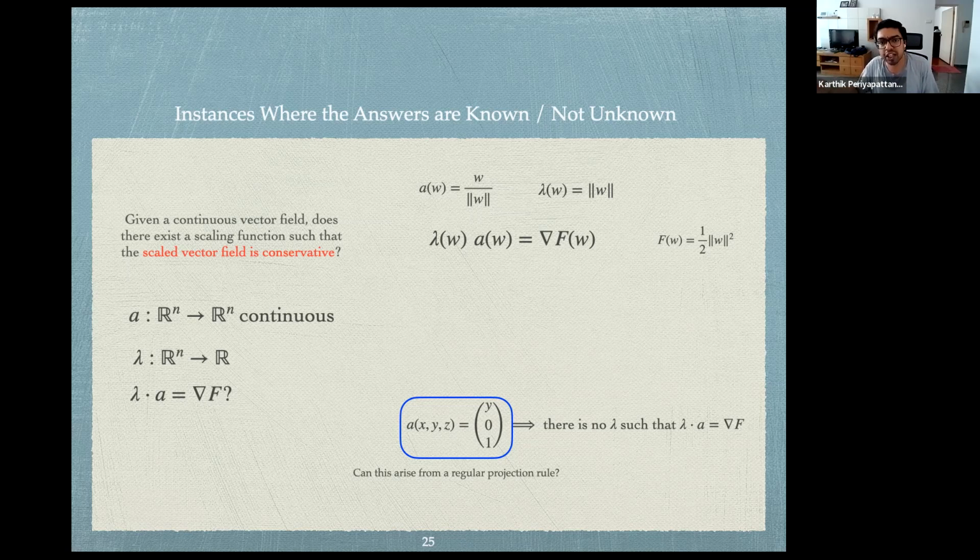So even if that function is there, the gradient of that cannot be equal to this, because we have shown there is no lambda such that lambda times A is the gradient of f for any f. So there is no such lambda, there is no such scaling that is available. So this is the open question that I wanted to indicate to all of you.